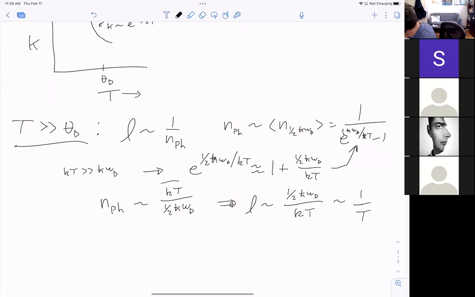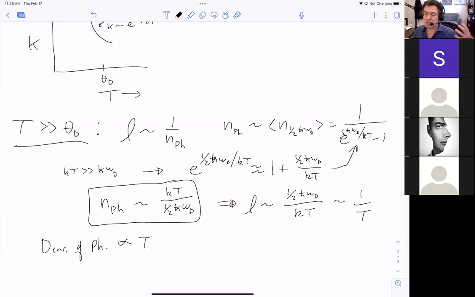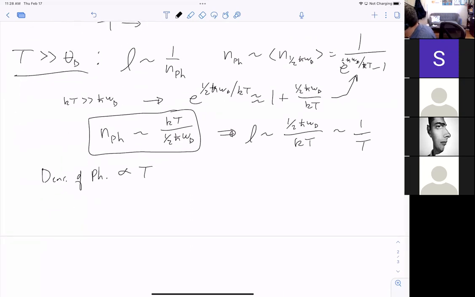So the important thing here is that the density of phonons, this is sort of a famous result, is proportional to temperature. So at high temperatures, as you increase the temperature, you just get more and more phonons. The density of phonons is linear in temperature as I get hotter and hotter. And so that means that the mean free path goes as 1 over temperature for big phonons, the ones that matter. And so then we see that the thermal conductance, thermal conductivity.